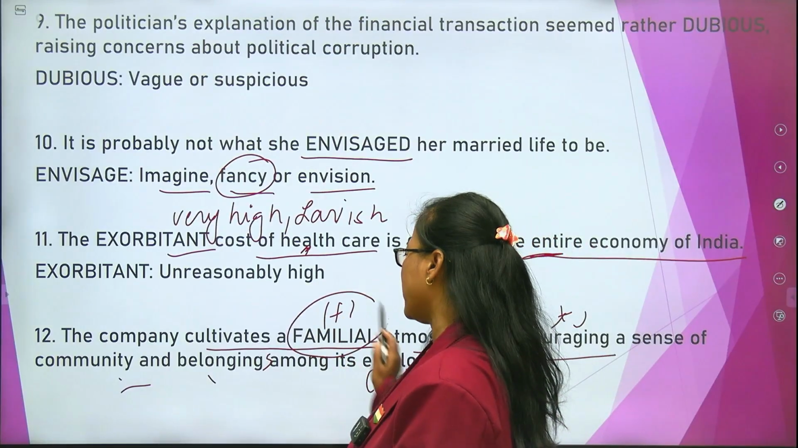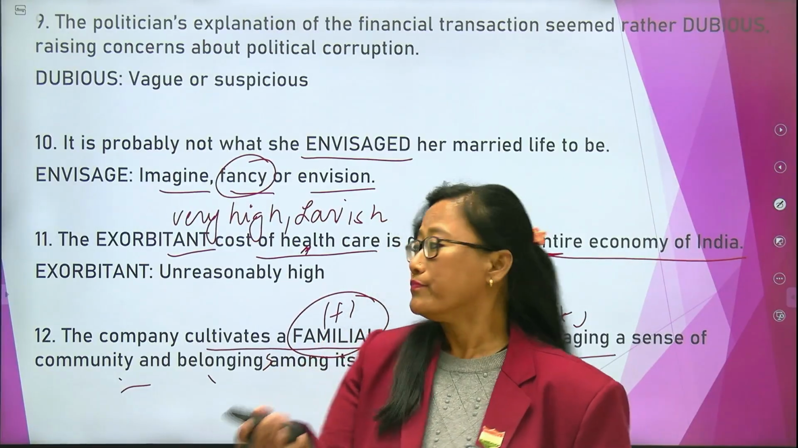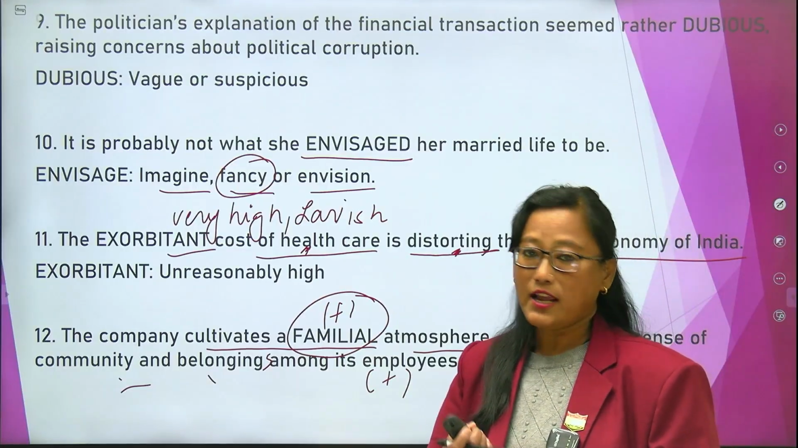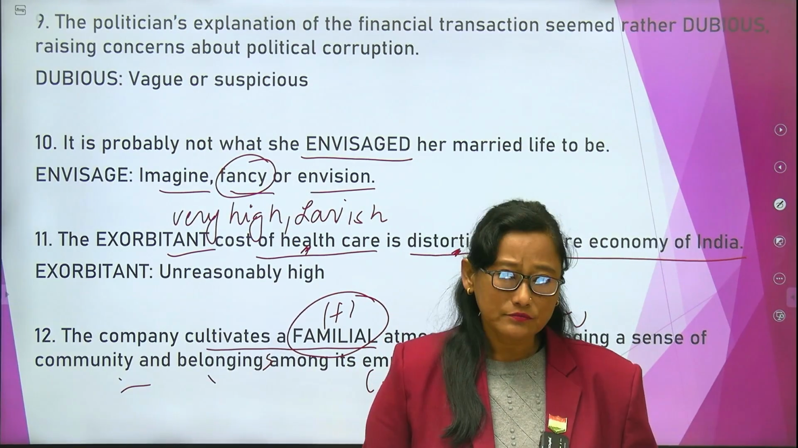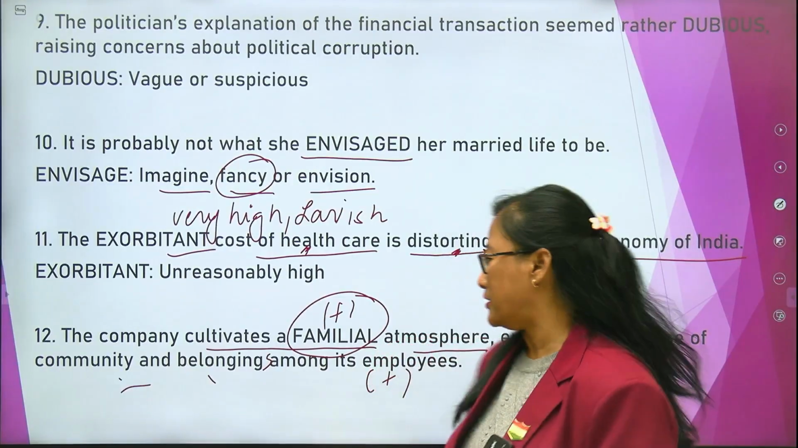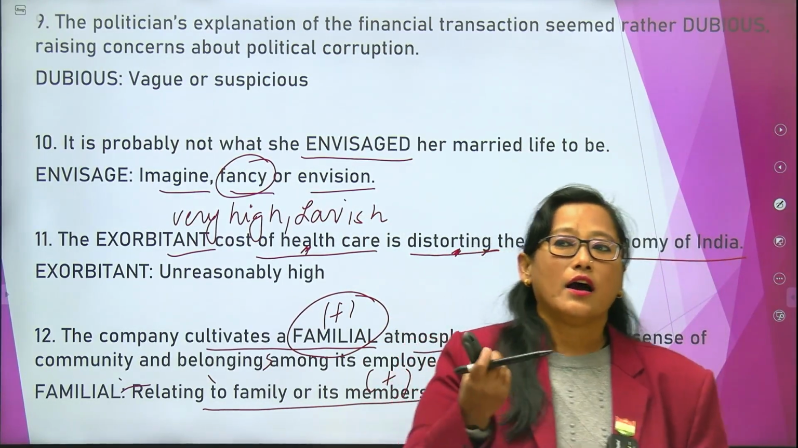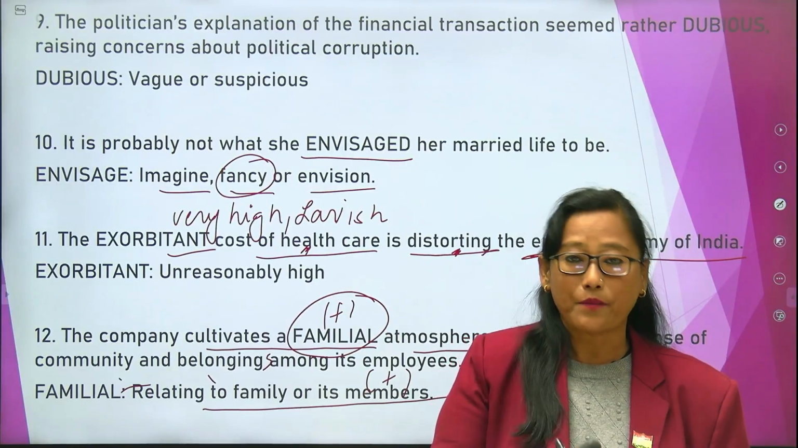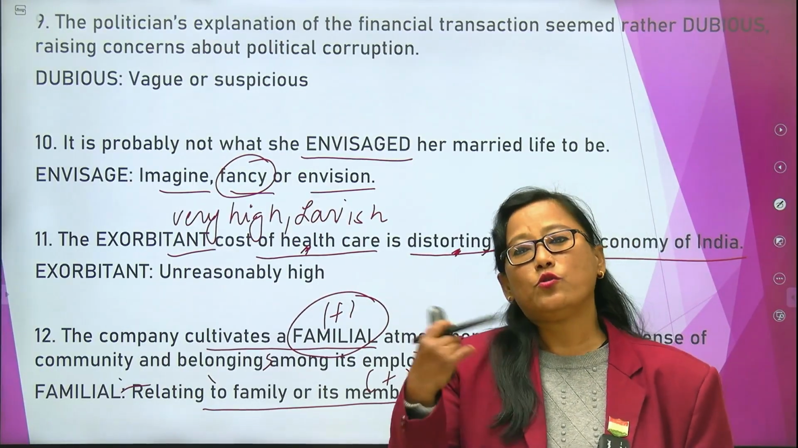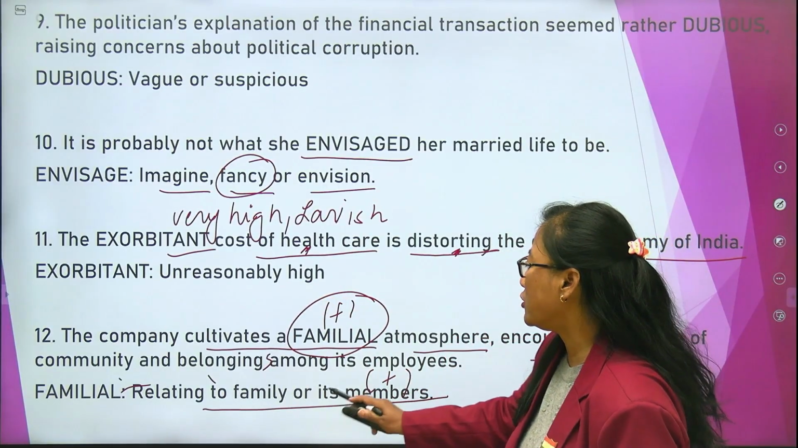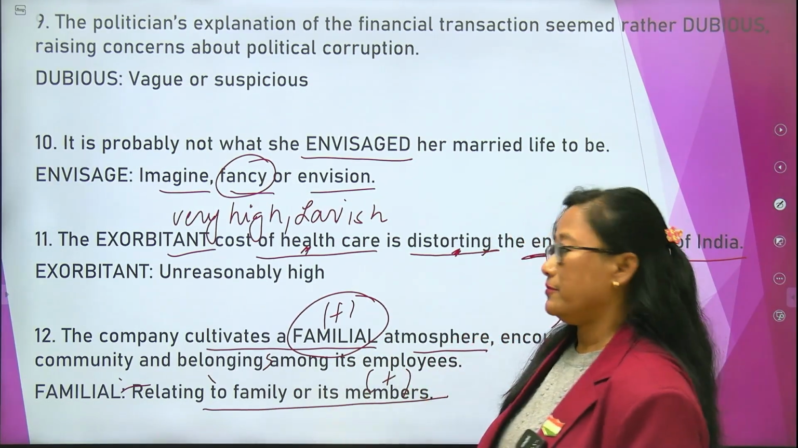Familial means something positive here. The kind of atmosphere the company provides to its employees encourages a sense of community and a sense of belongingness amongst its employees. Belongingness means, you can say, unity, feeling of brotherhood and all those things. The meaning of familial is relating to family or its members. What kind of feelings do we have for our family, our relatives, our near and dear ones, our well-wishers? We have good, positive feelings for them, which we don't have for a stranger. So relating to family members means a positive, good environment. That is what the word familial means here.